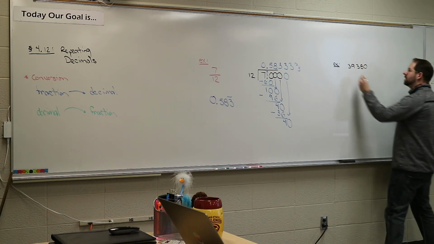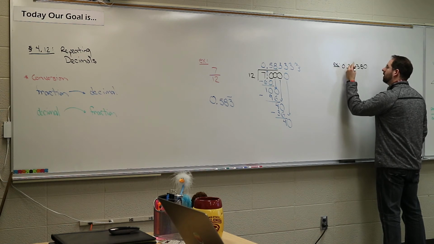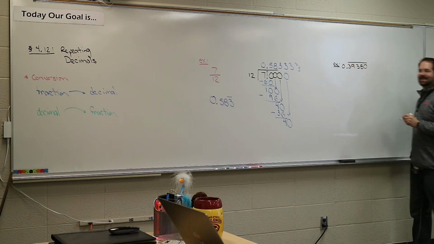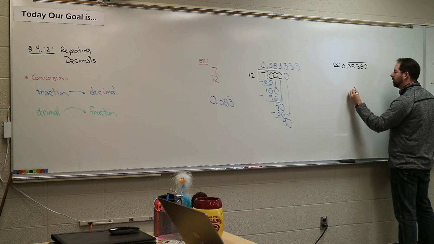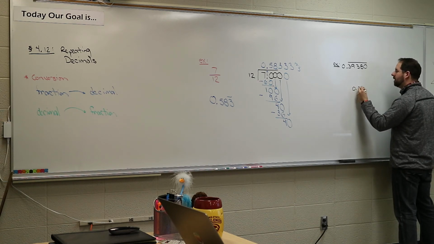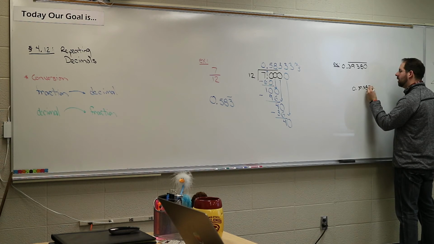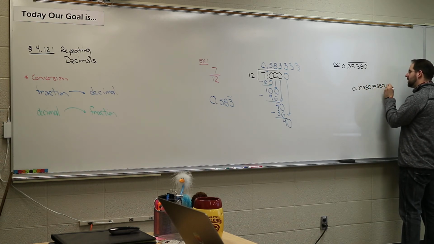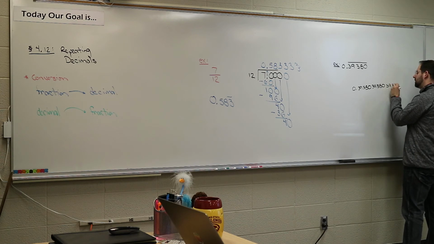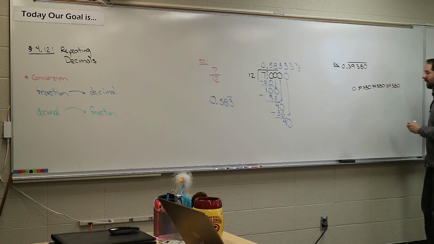Okay, so let's say it was this. Okay, so this number is repeating. So if I wrote down what this number is, what you just told me, it's 0.39380, 39380, and it would just keep repeating, 39380. Okay.